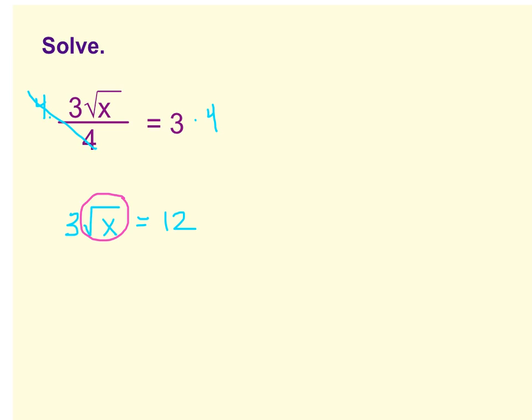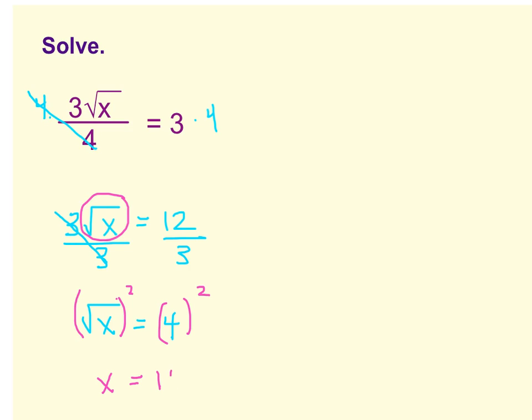So that 3 that's out front is being multiplied. This is multiplication between the 3 and the square root of x. So we're going to divide both sides by 3 to get rid of that. So we have the square root of x is equal to 4. Now we're ready to undo our square root. So we're going to square both sides. The square root of x squared is just an x, equals, and then 4 squared is 16.